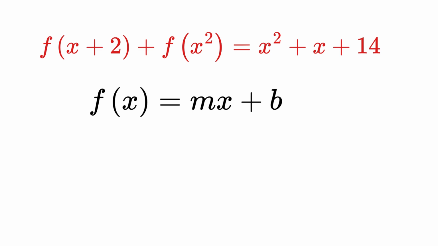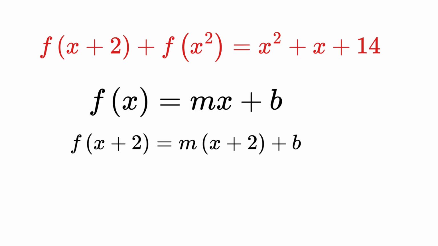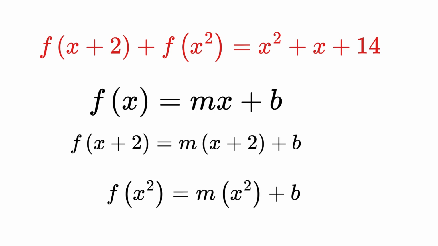So substitute x+2 in place of x, then we get f(x+2) = m(x+2) + b. Now for f(x²), substitute x² in place of x, then we get f(x²) = m(x²) + b.